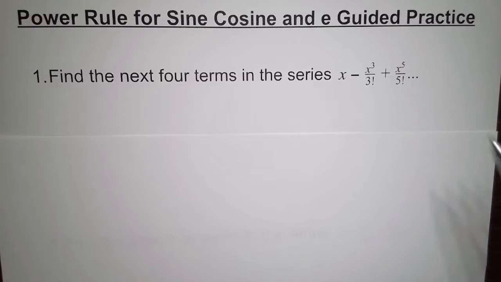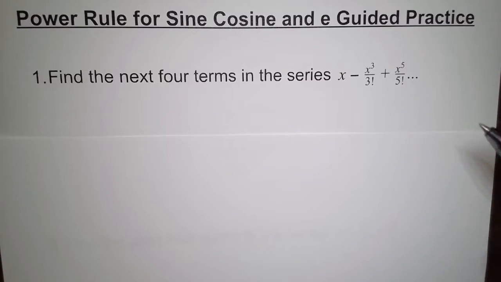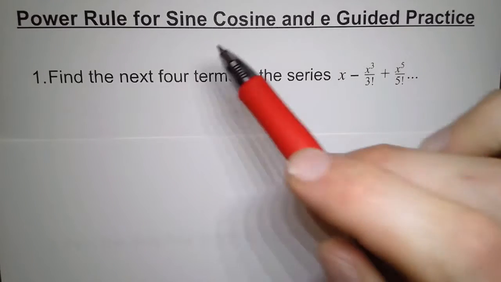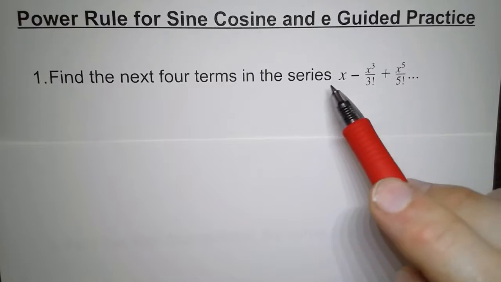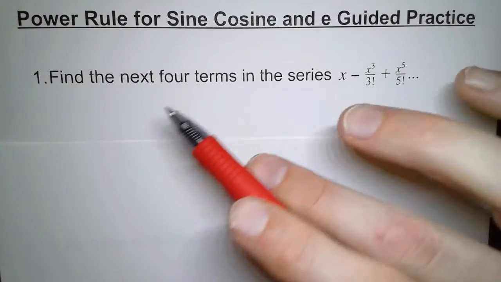And it uses a concept called Taylor polynomials. Now, if you're studying calculus in high school, this is a BC calculus topic. If you're studying this in college, this is more of a calculus 2 concept. But that doesn't mean it's hard to understand. It's actually pretty easy. And if you know power rule, then the derivatives of sine, cosine, and e will seem very easy to you.